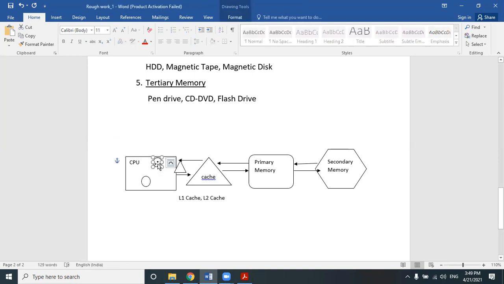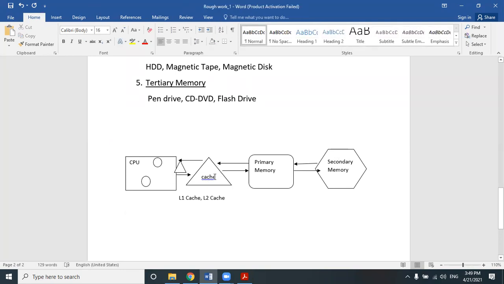These circle symbols are the registers. Registers are generally built just on chip on the CPU. I already told you, the register is one of the closest elements of the CPU.